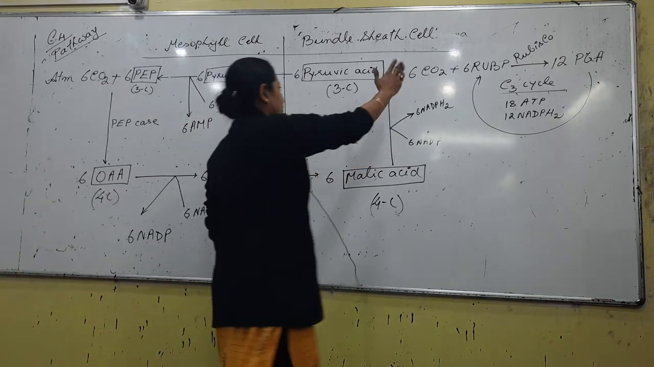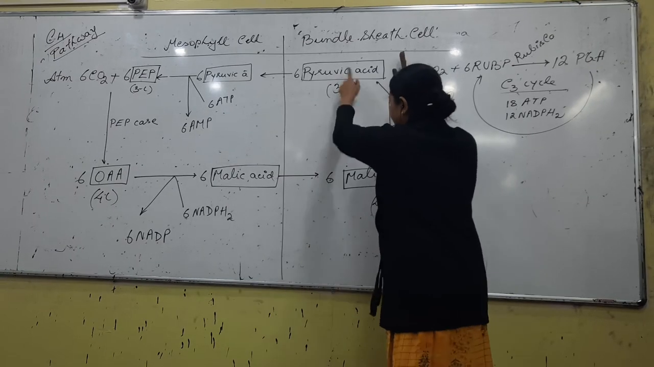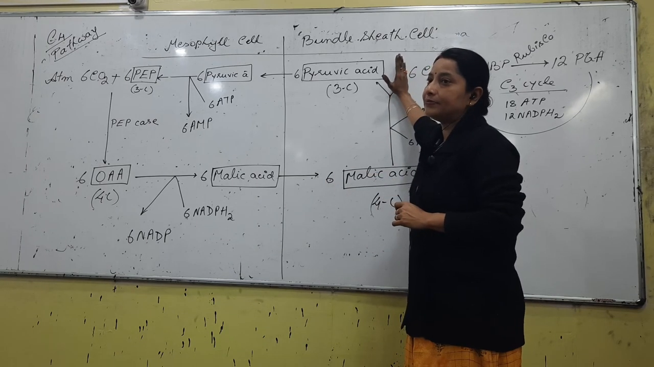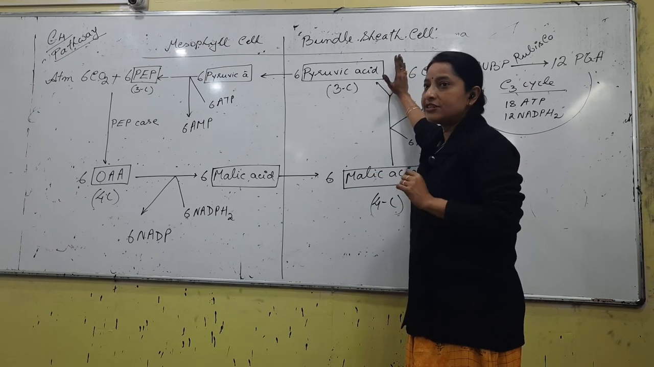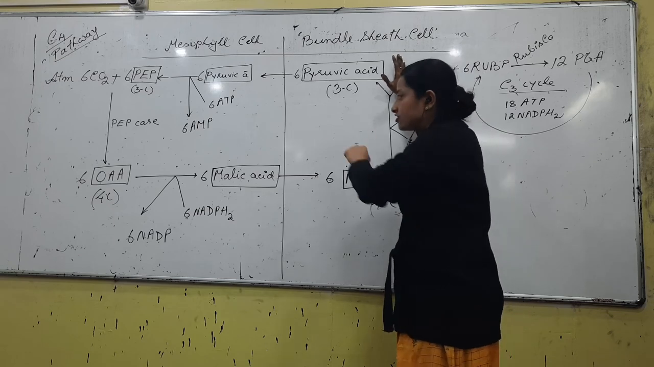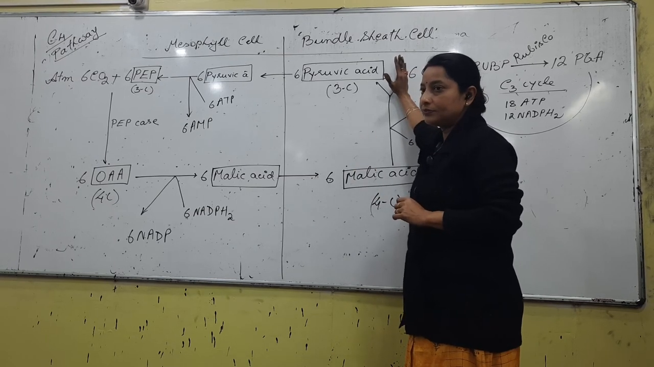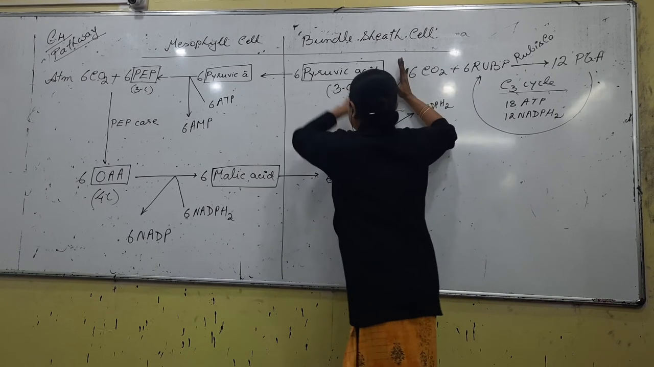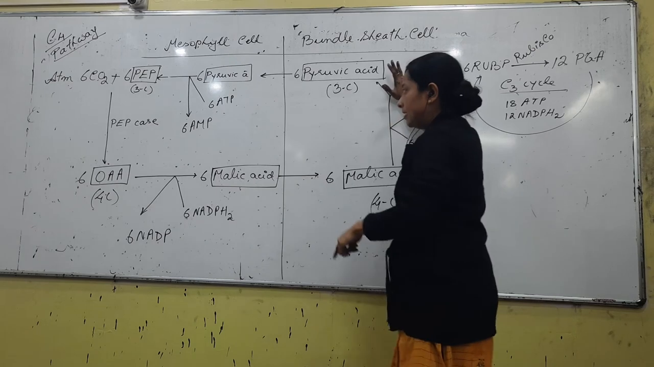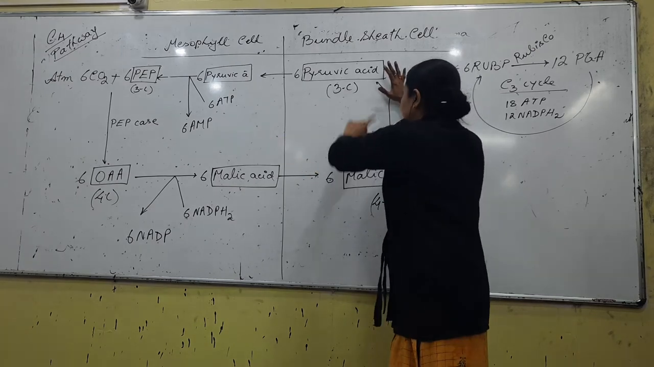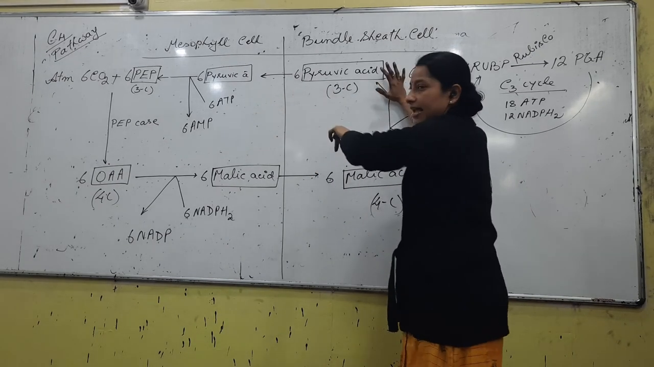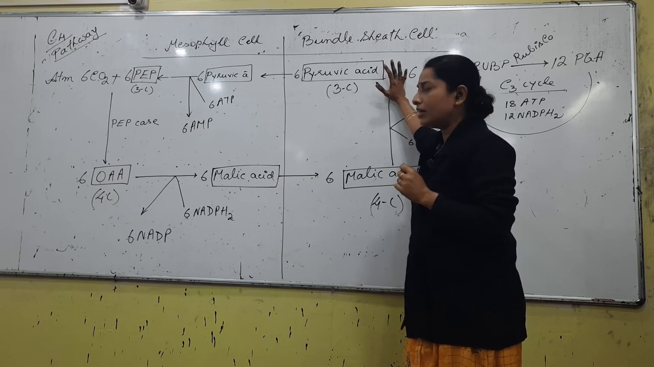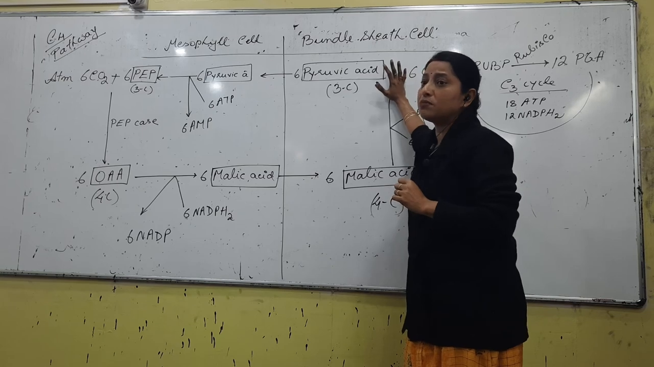Just cut off this part. In this cycle, out of the 3 steps, which ones did you see? This part: oxaloacetic acid to malic acid, malic acid to pyruvic acid, pyruvic acid to PEP. Did you see carboxylation? Yes. Reduction? You did not see reduction. Why? Because if reduction is seen, glucose has to be formed.